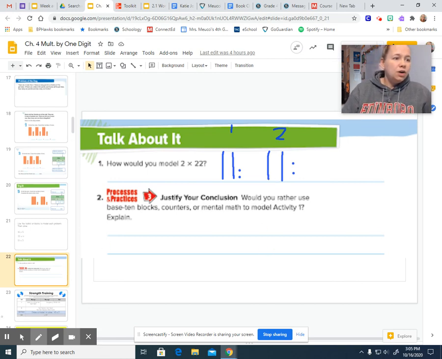Great. Okay, and then you don't need to answer this, but just think, would you rather use base 10 blocks, counters, or mental math to model activity 1? This is activity 1. I wouldn't want to use counters because I'd have to count out 44 counters. That's a lot. Whereas base 10 blocks, I can just do 10, 20, 1, 2, 22. Or mental math, you can just double this number when you're multiplying by 2.